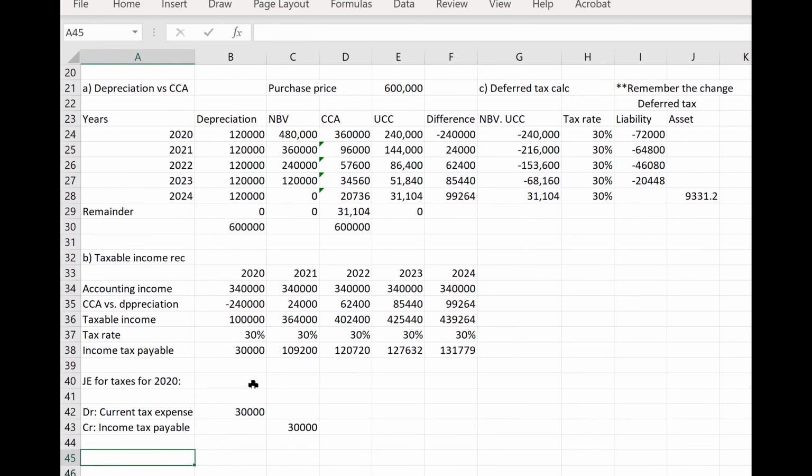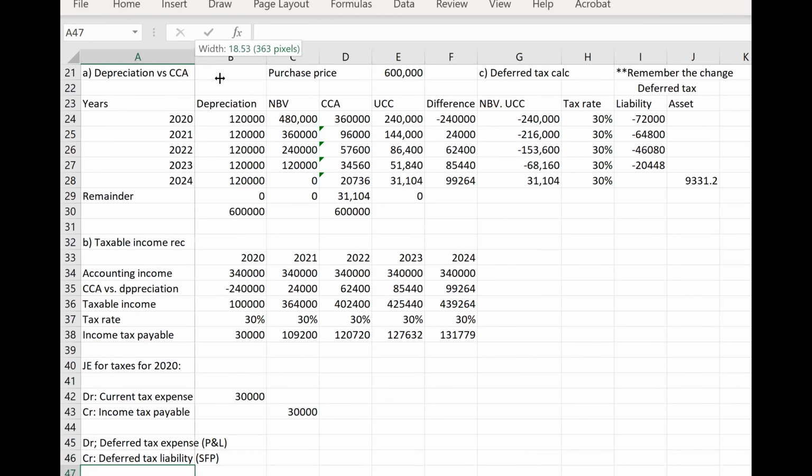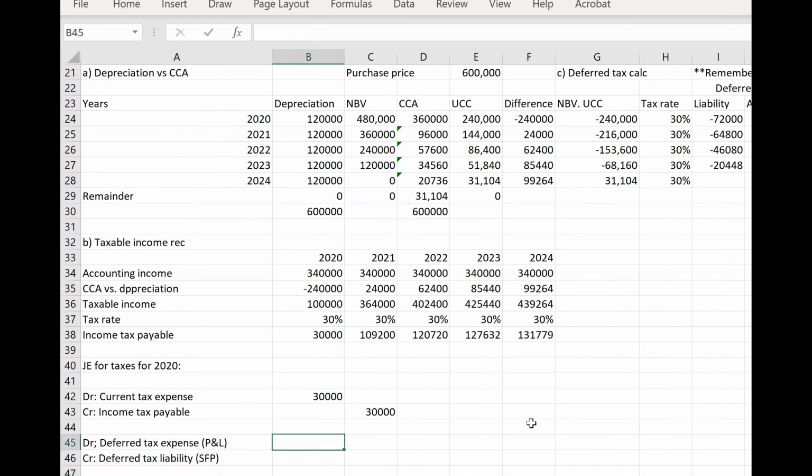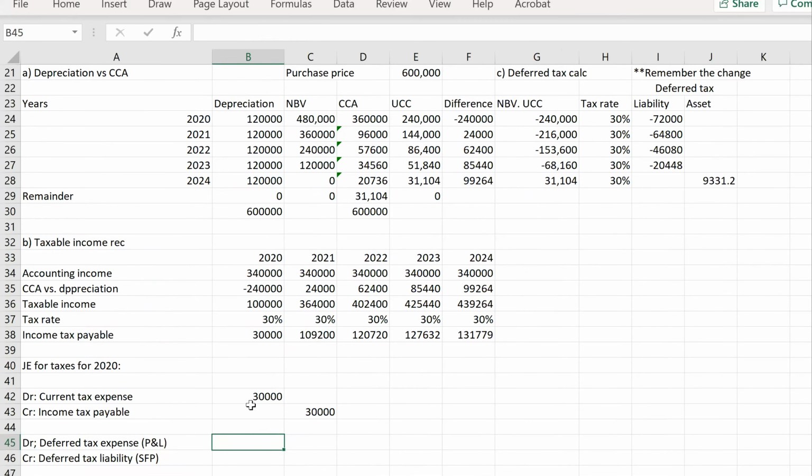Okay, and then now we're going to have our deferred tax. So we're going to have debit deferred tax expense. And this is P&L. And then we're going to have credit deferred tax liability. This is obviously a statement of financial position. So this amount is going to be the tax liability. Let me just expand this out a little bit. So this is going to be the tax liability here that we had calculated, which is the balance sheet difference. So the net book value versus the UCC times the tax rate.